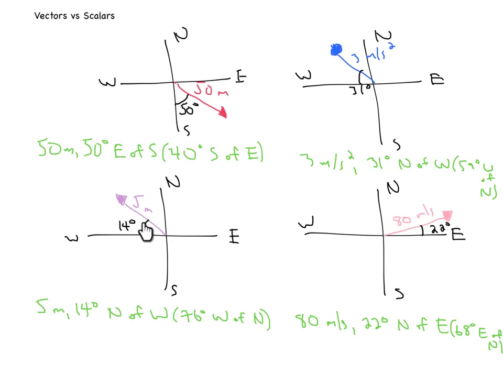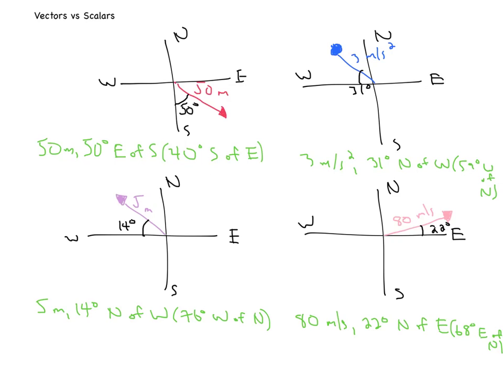For this vector, it's 14 degrees, so the magnitude's 5, the unit is meter, and the direction is 14 degrees north of west. Here's west, and it's north of that by 14 degrees. You could also use this angle, which is 76 degrees, and say 76 degrees west of north, right? Here's north, and it's west of that by 76 degrees. And finally, for this vector, the magnitude is 80. This is a 22-degree angle, so it's 22 degrees north of east, or 68 degrees east of north.